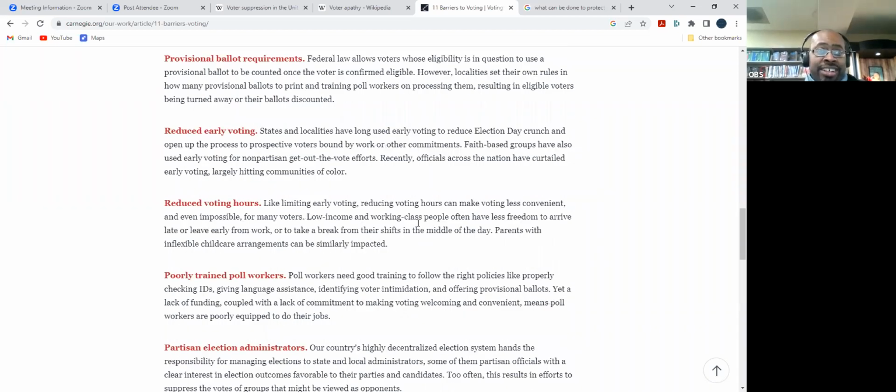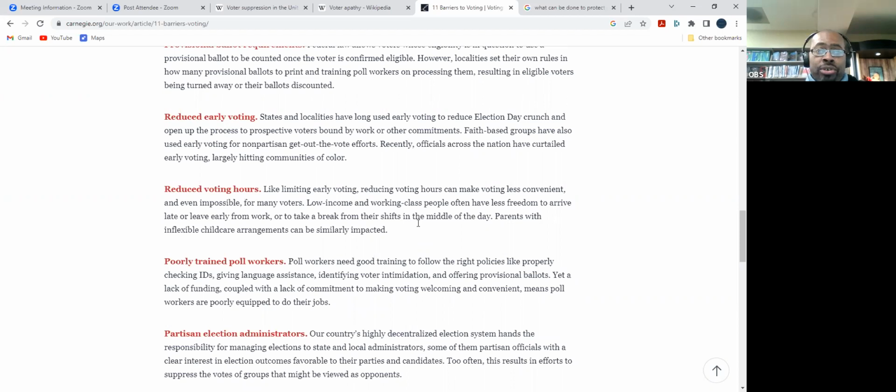Okay, another barrier would be reduced early voting. States and localities have long used early voting to reduce election day crunch and open up the process to prospective voters bound by work or other commitments. Faith-based groups have also used early voting for nonpartisan get out the vote efforts. Recently, officials across the nation have curtailed early voting, largely hitting communities of color.